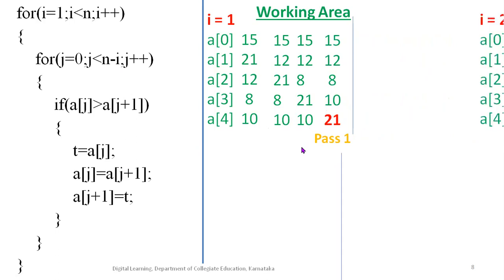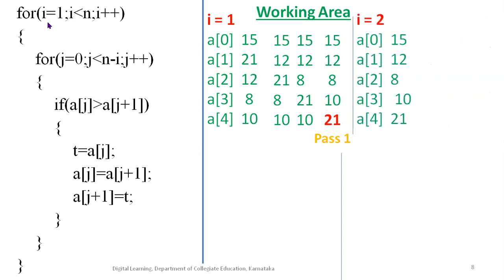So next i changes to 2. When i is 2, we enter again inside the j loop. So when i is 2, the list is like this, and j is going to start from 0. And the final value of j is n minus i. That is, n is 5 and i is 2, so 5 minus 2 is 3. So less than 3 is 2. So the j loop is going to repeat for 3 times, when j is 0, 1 and 2.